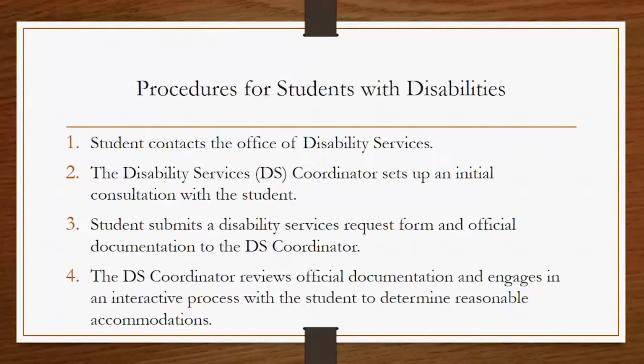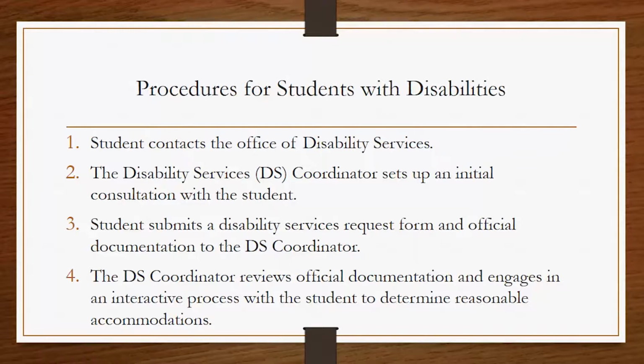To start, I will explain how the disability services registration process and the academic accommodation process works. First, a student contacts disability services to register for academic accommodations. Next, the disability services coordinator follows up with the student and schedules a date and time for an initial disability services consultation. During the phone or in-person consultation, the disability services coordinator gathers two required items from the registering student: official documentation and the disability services request form.